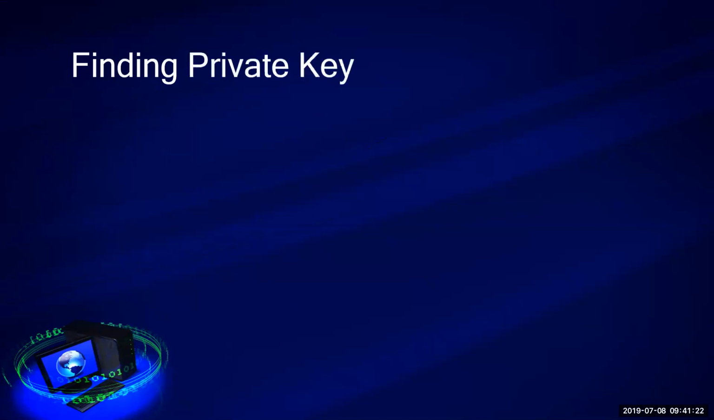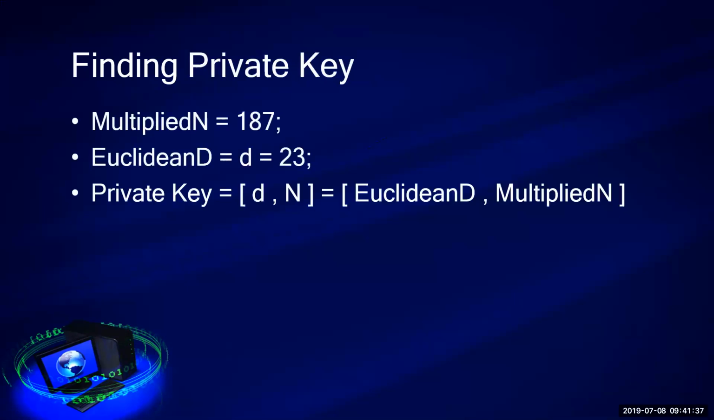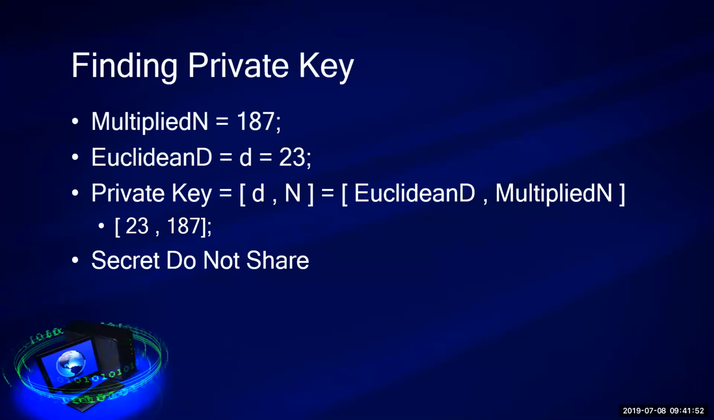And that is now where we can calculate the private key. So we've got n, which would be 187, and we have d, the Euclidean d, which is 23. The private key is d comma n. So n would be used for both of them. Keep that in mind, that's very important. And this would be 23 comma 187, and this is not shared.